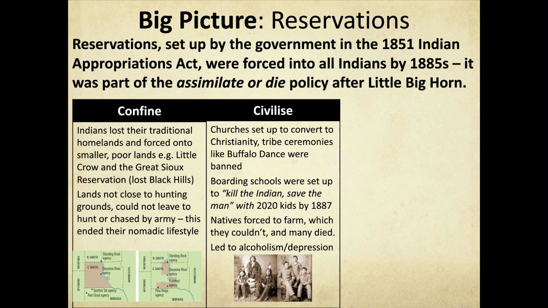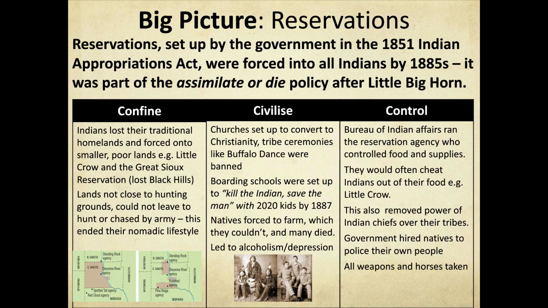Civilized. Churches were set up to convert them to Christianity. Tribal ceremonies like the buffalo dance were banned. Boarding schools were set up to kill the Indian and save the man, with 2,020 kids by 1887. They were taught white ways. Read and write, Christianity. Natives forced to farm, which they couldn't. Many died. It led to alcoholism and depression because they'd lost their lifestyle.